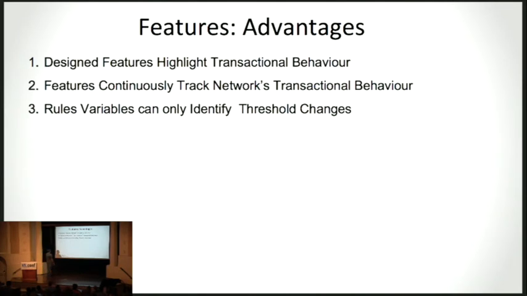Some of the advantages: they highlight your transactional behavior. They help us continuously track traffic across the network. And the most interesting thing is that rule-based models are purely threshold-based. So you say this is 80%. If it goes above 80%, yes. If it doesn't, no. But here, you're building the model in such a way that it understands any small variations in spikes, which is super important when you're building a good machine learning model. So this has helped me every time. Probably subjective, but this has helped me every time.